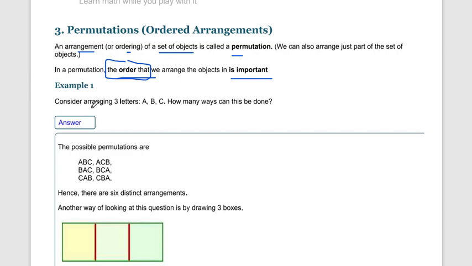Consider arranging 3 letters like A, B and C. How many ways can this be done? Now we have 3 spaces, 1, 2 and 3. We have to arrange A, B, C and make 3-letter words. If I put A in the first place, then A, B, C, and if I change the B and C positions, then A, C, B.